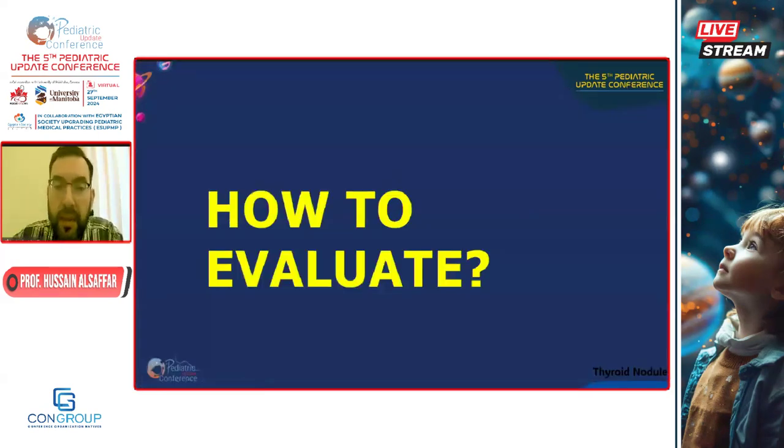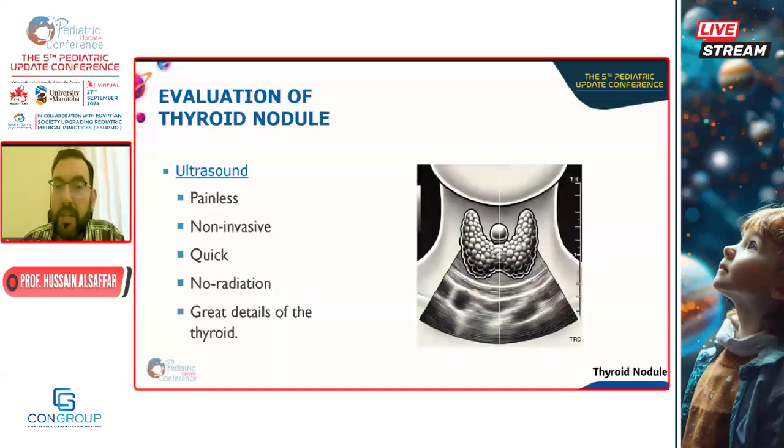So how can we evaluate the thyroid nodule in children and adolescents? Well, palpation is the traditional way. You palpate the thyroid region, and then you palpate the lymph nodes, and then you decide what you're feeling. But also the ultrasound, which is a painless instrument, non-invasive, no radiation, can be done quickly, with great details of the thyroid tissue, would be of added value.